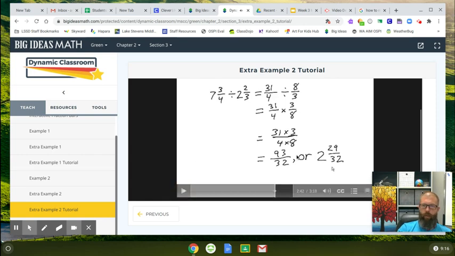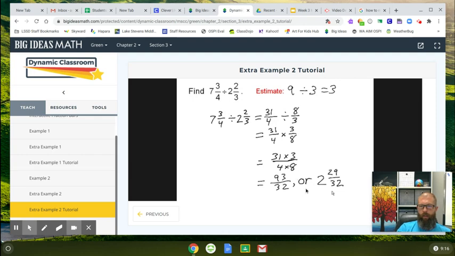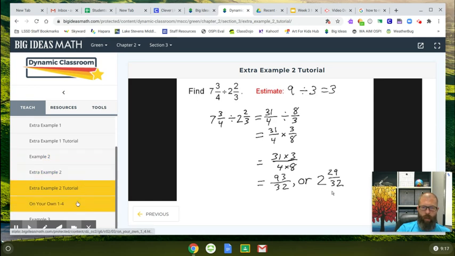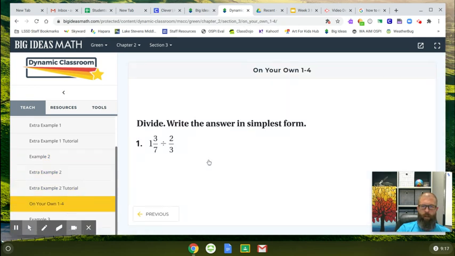Okay, so that's how you do that one. 2 and 29/32. That's pretty close to 3. But this is as low as you can go because there's nothing that goes into 29 and 32. Not 2, not 3, nothing. Okay. Keep doing an amazing job, and we're going to try out 4 of these on your own.